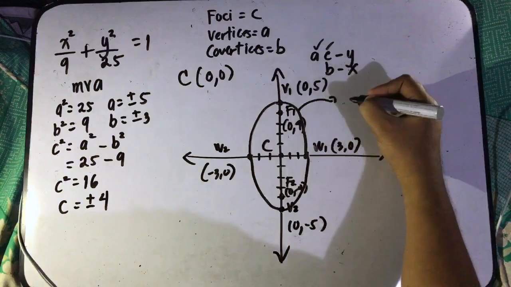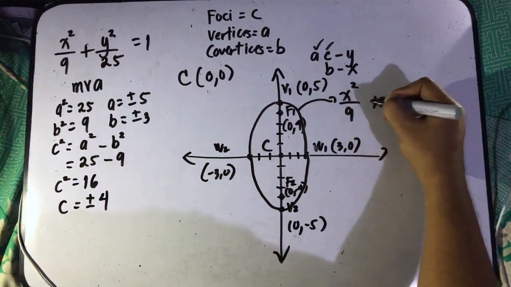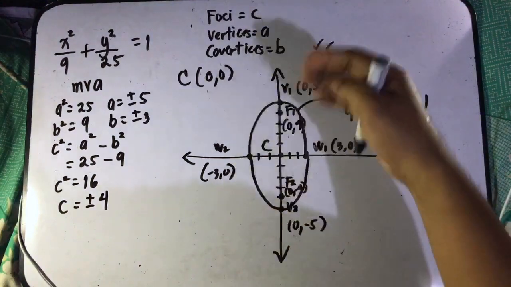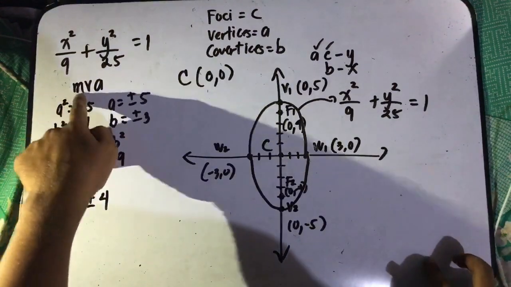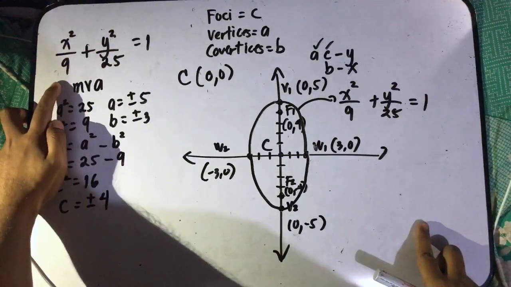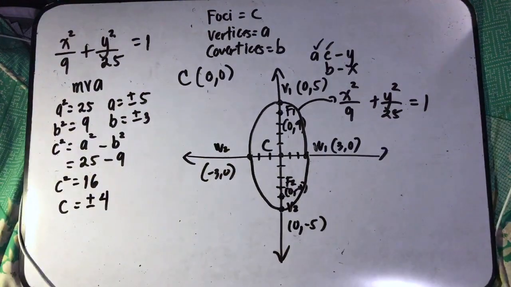This is our ellipse having an equation x squared over 9 plus y squared over 25 is equal to 1. Kung mapapansin nyo, it is vertical. Sabi natin, because it is the major vertical axis. Bakit? Kasi yung denominator ng y squared ay mas malaki kaysa dun sa denominator ng x squared.